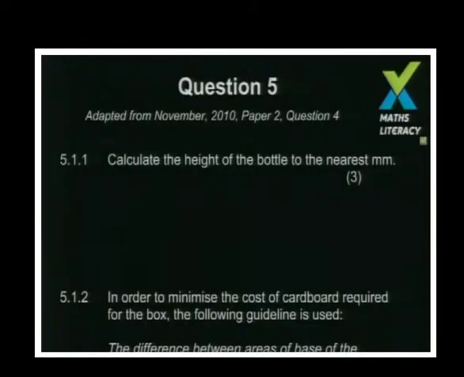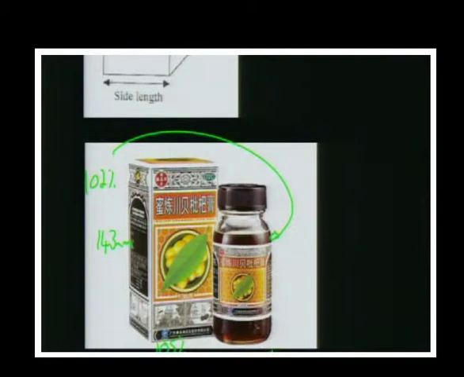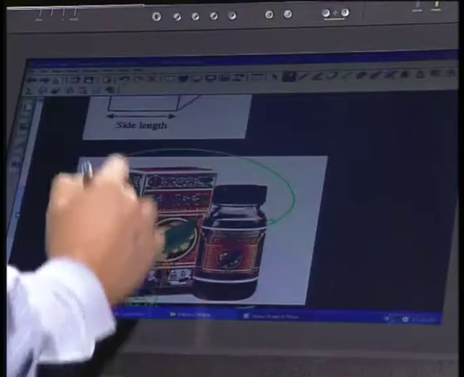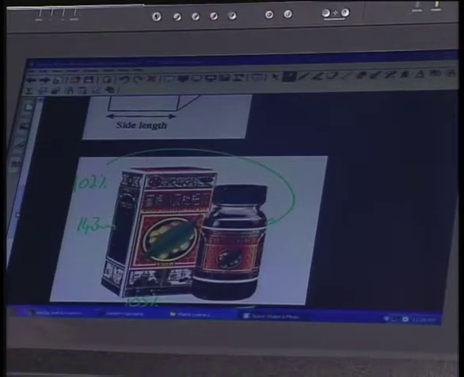So, my first question says: calculate the height of the bottle to the nearest millimeter. We know the height of the box is 102% of the actual bottle. So what is smaller, the bottle or the box? Folks, obviously the bottle must be smaller. It's got to fit inside the box. The box is 102% of the height of the bottle.